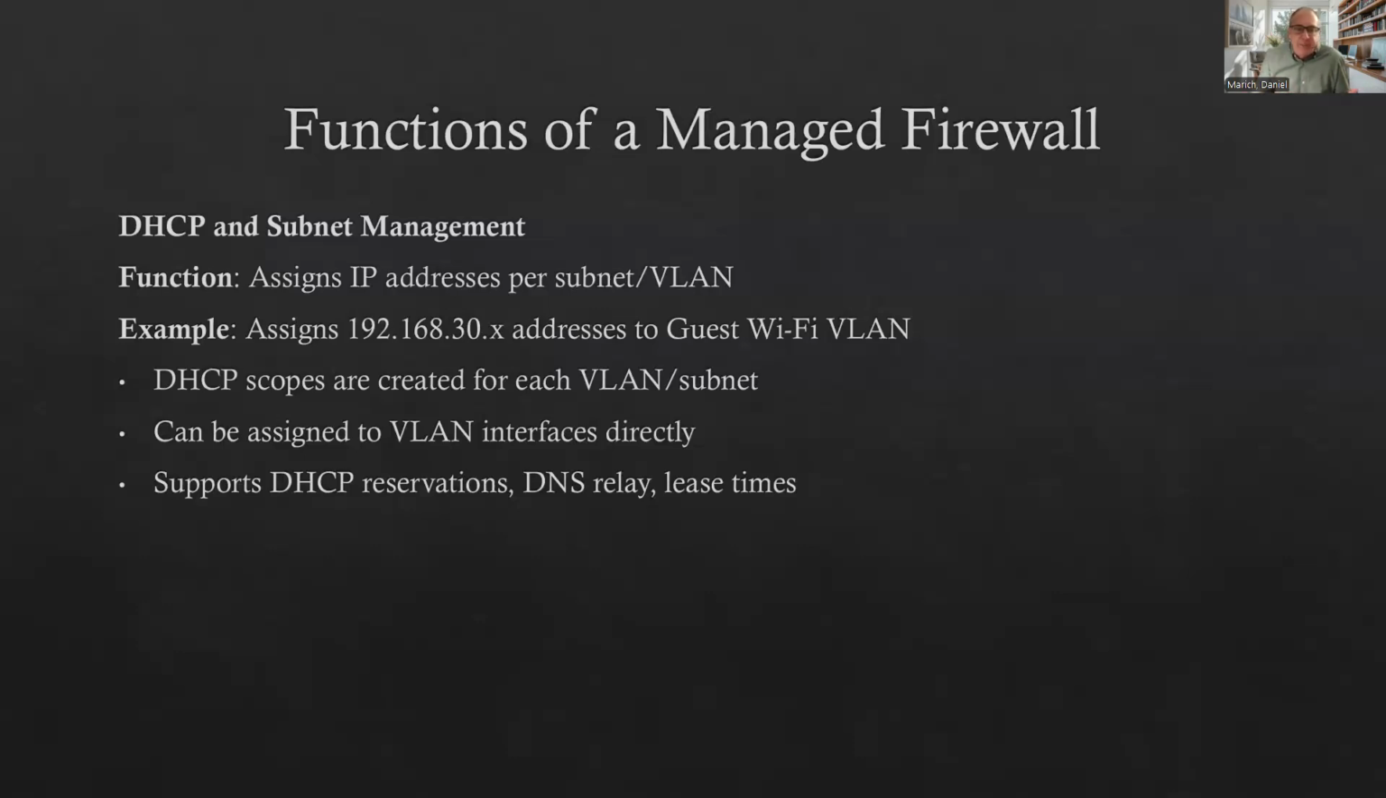Okay, so DHCP services can be tied directly to VLAN interfaces on the firewall, allowing it to act as a DHCP server for each network segment. Advanced features like DHCP reservation for specific devices, DNS relay, and configurable lease times are all supported by this function. Centralizing DHCP on the firewall improves control and reduces configuration complexity across the network.